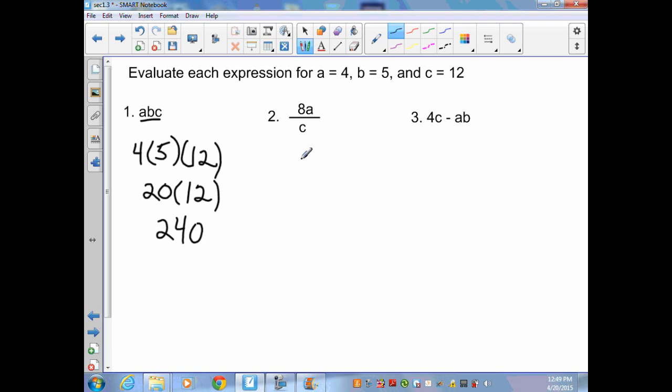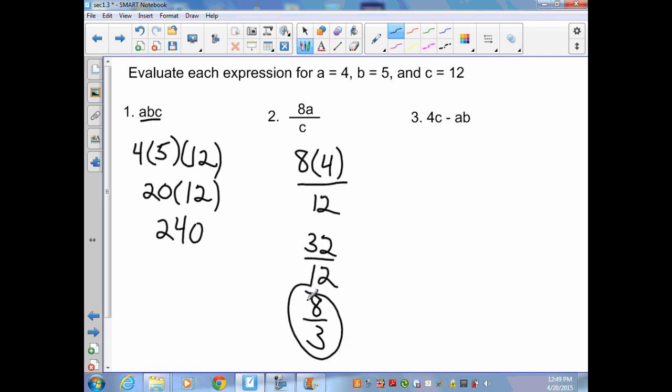Here I have 8 times a, a is 4, divided by c, which is 12. That gives me 8 times 4 is 32 over 12. Now what I want to do is simplify. What is the largest number that goes into both of these? That would be 4. 32 divided by 4 is 8, and 12 divided by 4 is 3. I can leave that as an improper fraction, but it has to be in lowest terms, which it is, 8/3.